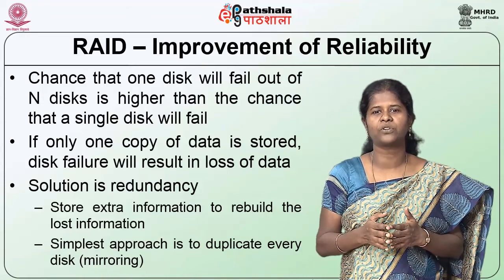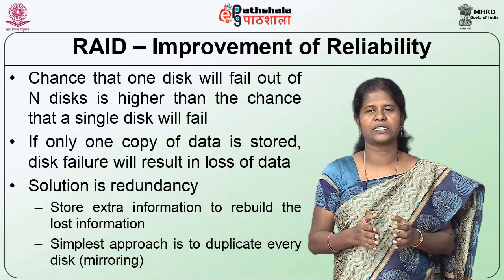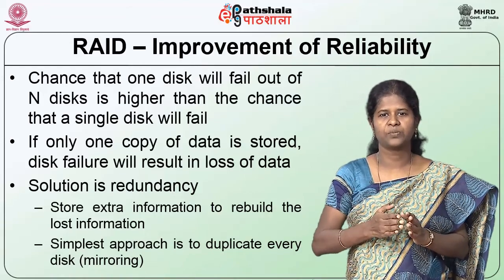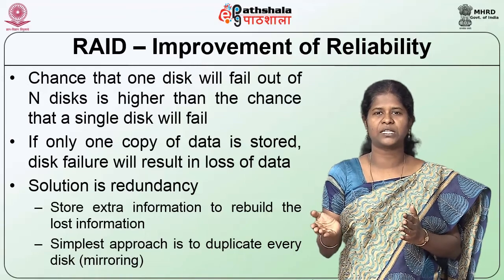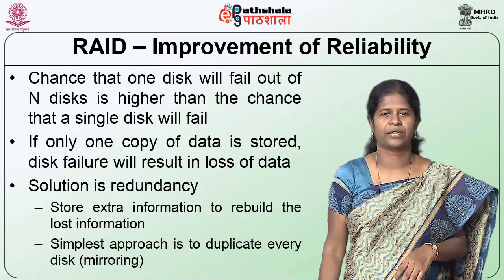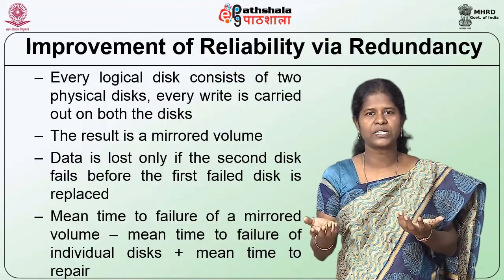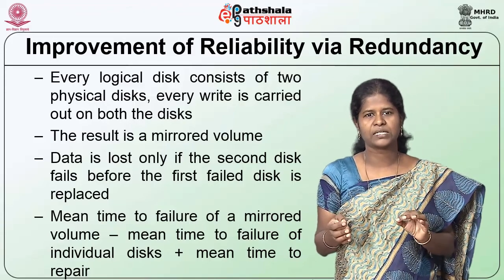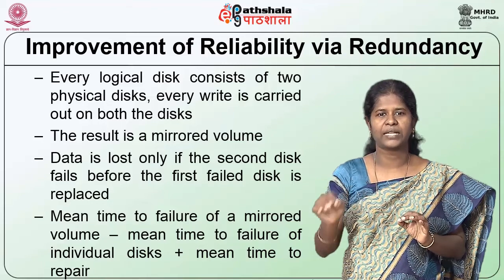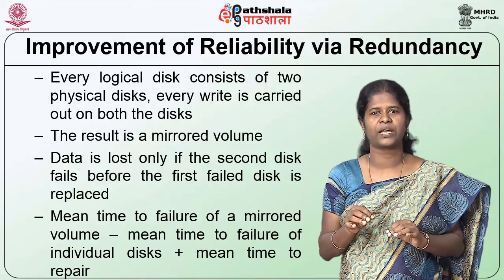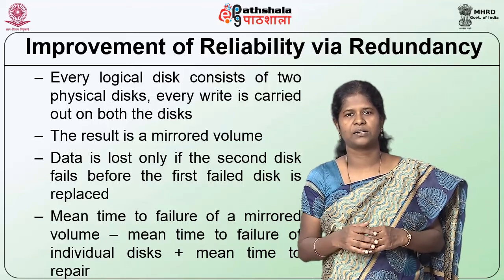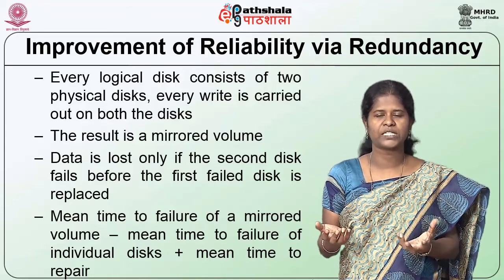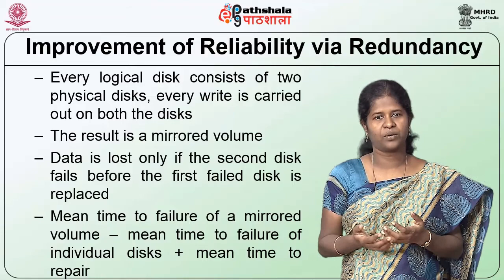The simplest approach is to duplicate every disk. If you have data in one disk, that data has to be duplicated and kept in another disk, and this is called mirroring. When you have two disks which have the same information, whenever you write into one disk, that has to be written to the other disk as well. So, every write has to be carried out on both the disks. The result is a mirrored volume: you have the original data, and you also have a mirrored volume.